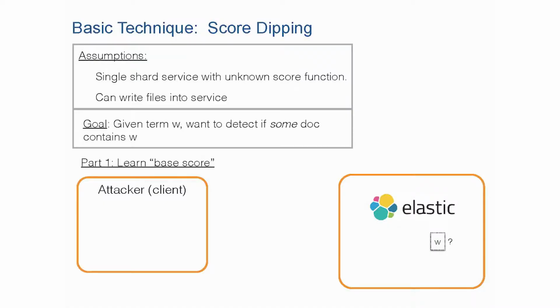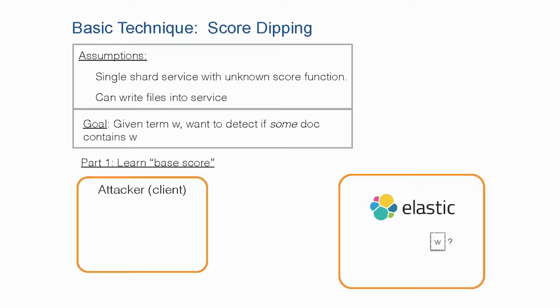Our goal now is a very simple goal. You give me a term, like a credit card number, whatever. I want to answer the question: did somebody else write that credit card number into a document somewhere in that shard? And our attacker doesn't know the score function. All of those other complications are coming into play. So here's what the attacker is going to do.